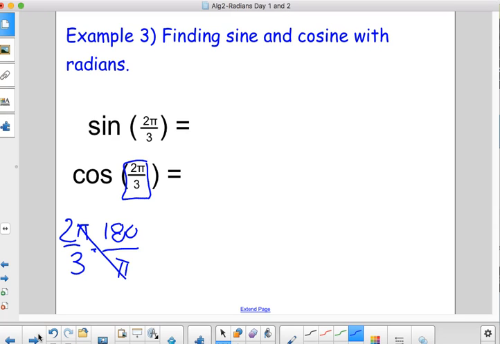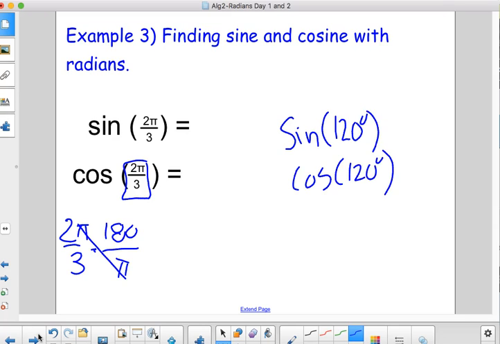120. So what this question is actually asking us is what's the sine of 120 degrees? What's the cosine of 120 degrees? Those two questions are the exact same. One's in degrees, one is in radians. You know how to do this if it is in degrees. If you know your degrees, you can draw your angle. What quadrant is 120 in?